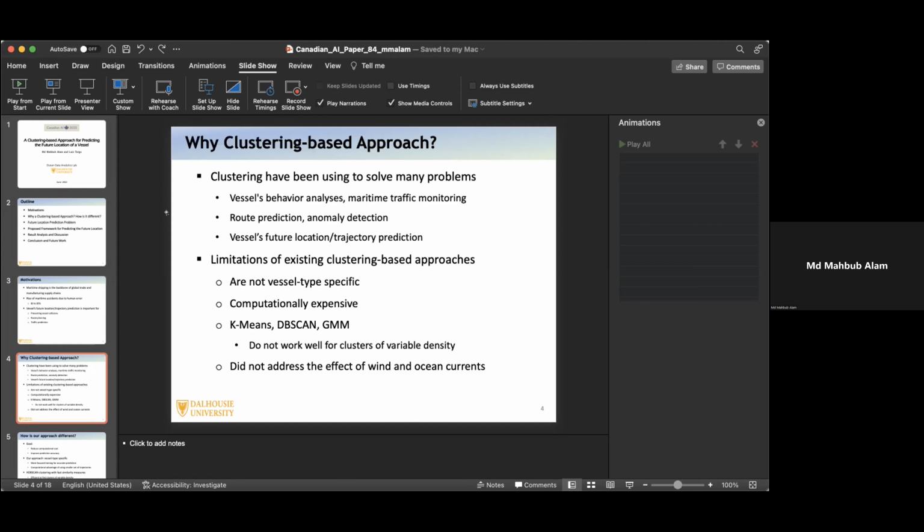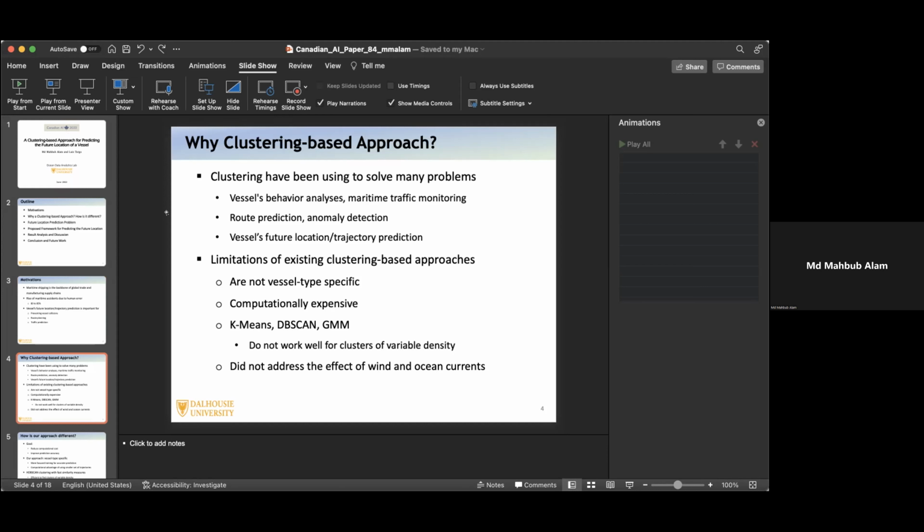But why a clustering-based approach? We already know that clustering has been used by many researchers in many domains, and even in the maritime domain, researchers have used it for vessel behavior analysis, traffic monitoring, route prediction, and also for future location and trajectory prediction. But the current approaches have some limitations. For example, the current approaches are not vessel type specific.